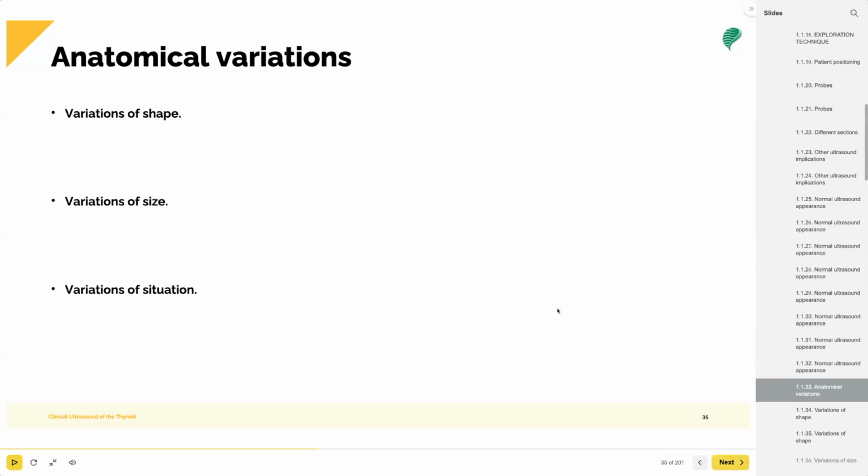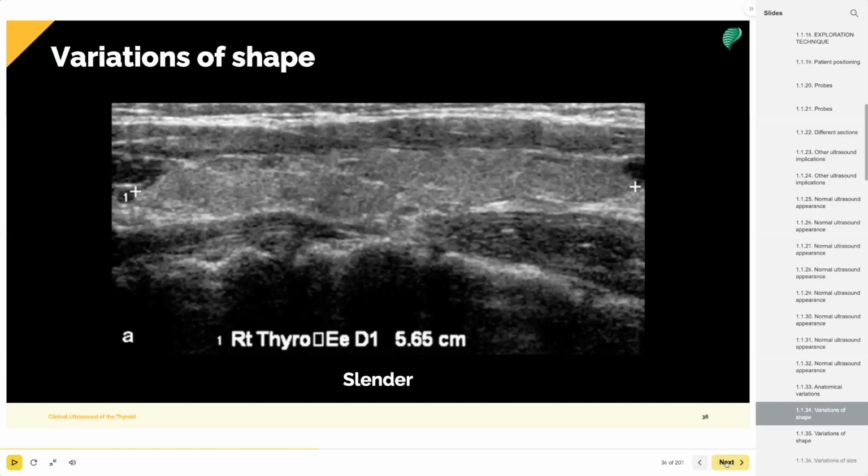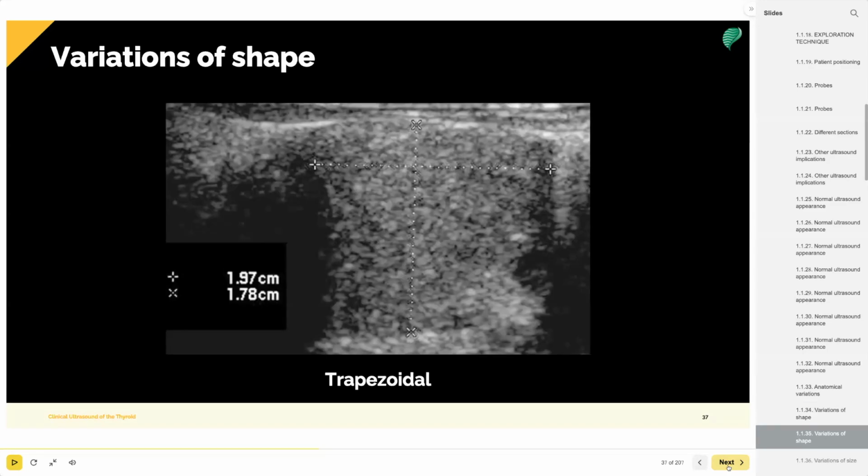Anatomical variations. So there are many anatomical variations. I've noted that taller patients have a more slender thyroid, shorter patients have a little bit of a shorter and longer thyroid. So it does vary, especially in terms of the patient's age. We're going to go into the shape. So this here is more of a slender appearing thyroid. This would be a trapezoidal looking thyroid in the transverse plane.